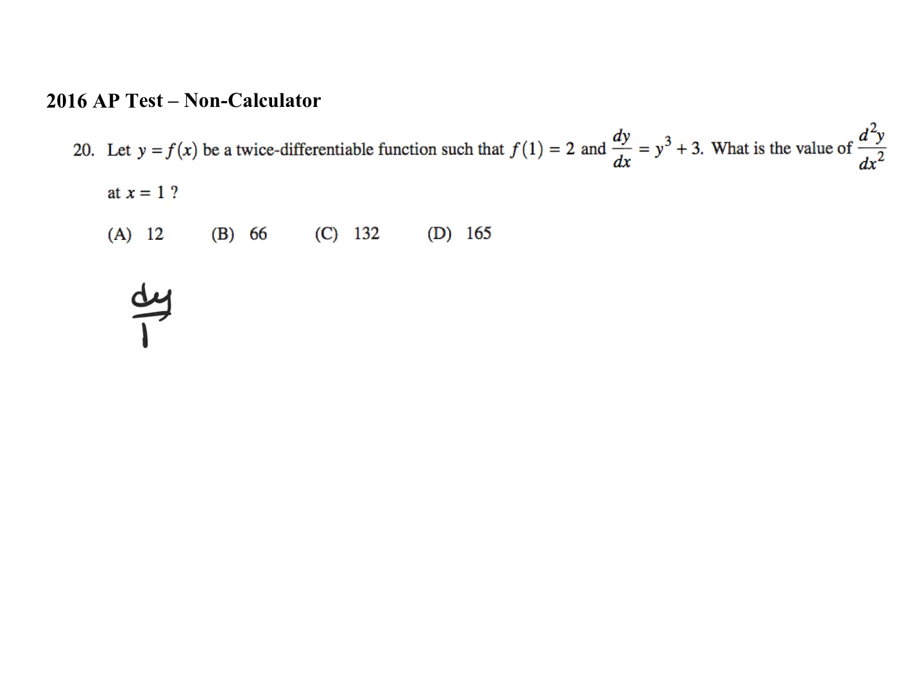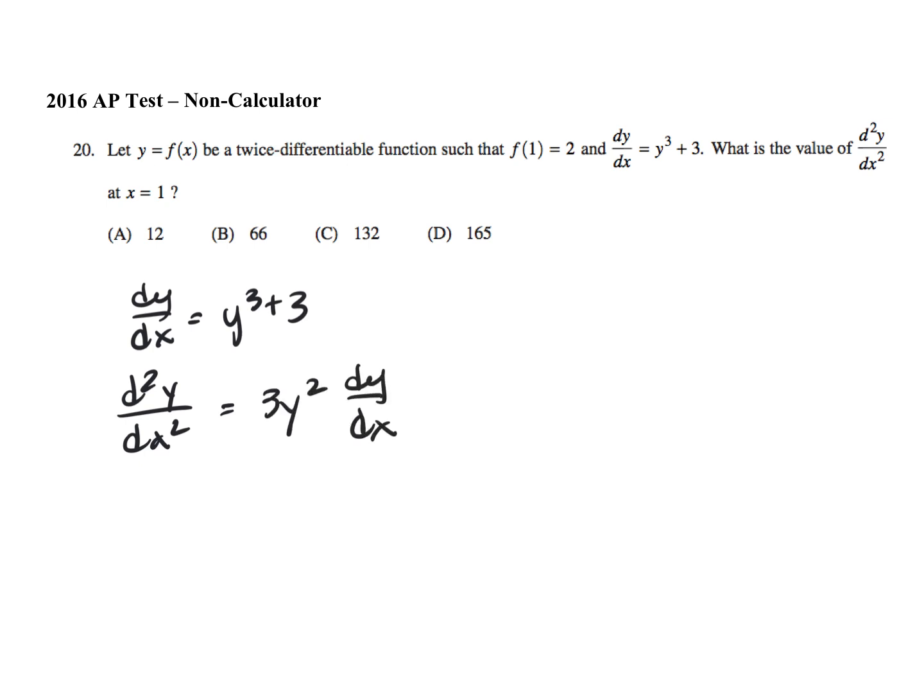That was nice. So the first derivative was y cubed plus 3. Guys, what do you think the second derivative would be? Love that you remember that dy/dx. 3y squared dy/dx. That's it, right? Because the derivative of 3 cancels out. And then they said, well, hey, what is that second derivative when x is 1?